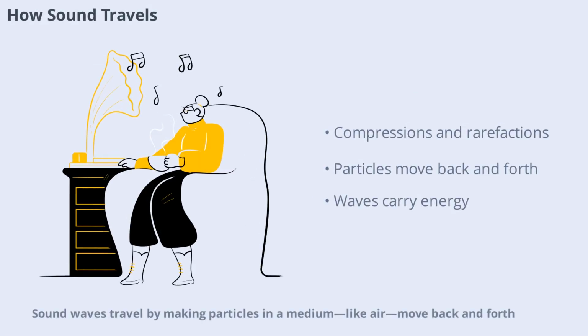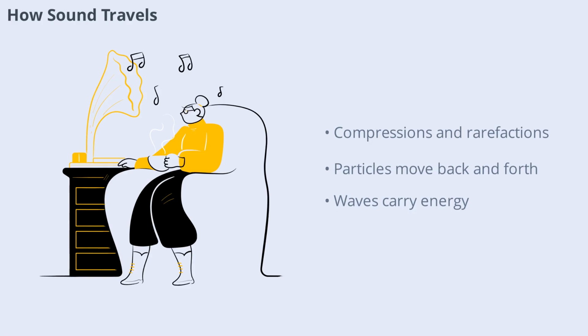Sound waves travel by making particles in a medium, like air, move back and forth. These movements create areas where particles are close together, called compressions, and areas where they are spread apart, called rarefactions. The wave moves as these compressions and rarefactions travel through the medium. This is why you can hear someone speaking across a room. The sound waves move through the air, carrying the message from their mouth to your ears.